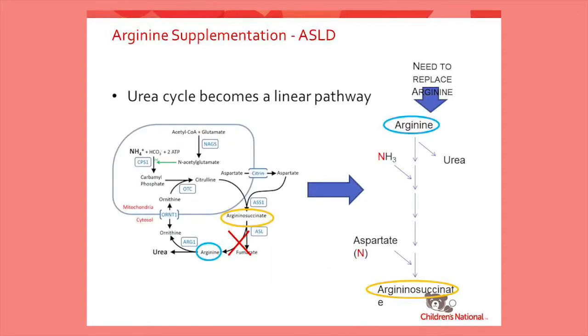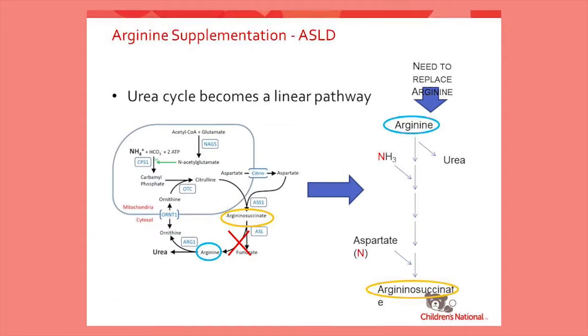You can do this in several different ways. I think the most straightforward is in ASL deficiency. Just to orient you here, this is ammonia and carbamoyl phosphate. This is the OTC enzyme with citrulline. This is the gene for citrullinemia, ASS1. And here you make argininosuccinate and arginine, and your defect is here, right? So one way to look at this cycle, if you have a defect here, is that it becomes a linear pathway from arginine to argininosuccinate, if you have a block there.